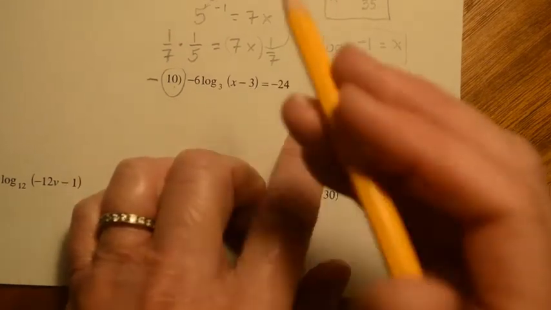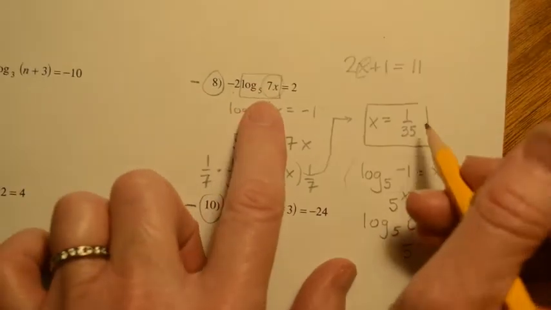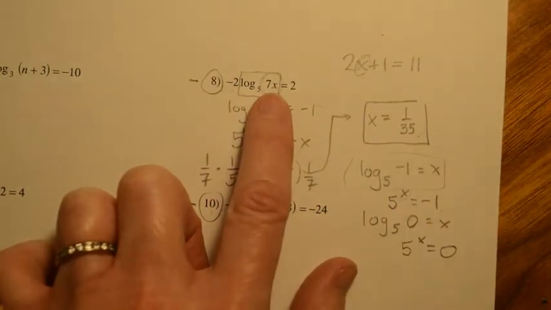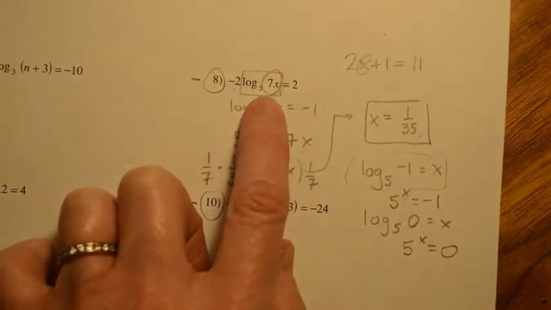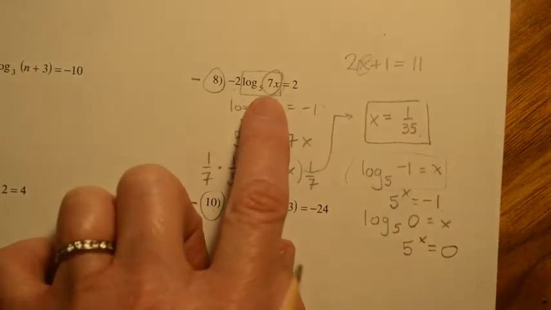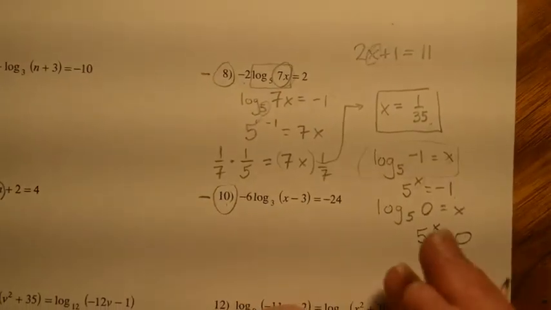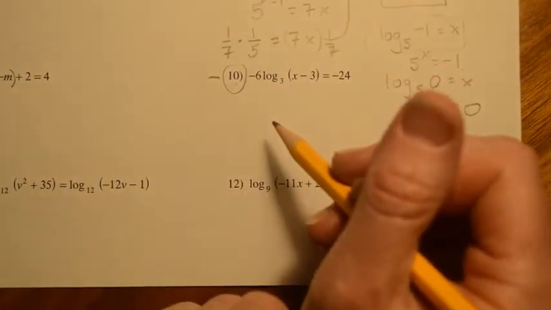So in these problems, really what we're doing when we check for extraneous solutions is to go back here and say, if I put this 35 or 1/35 in this, will it result in me taking the log of a negative number? And in this case, it's no. All right, so this is not extraneous. This solution is fine. Okay, let's take a look at number 10.